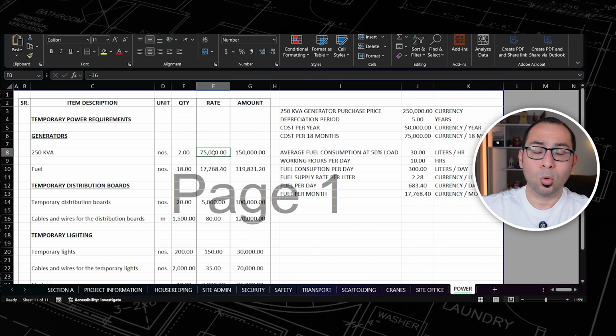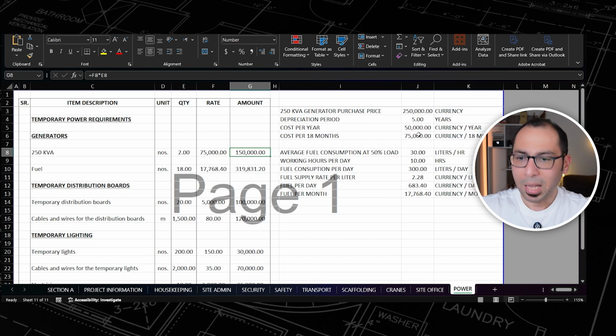And if you are going to rent this generator, then you will put here the duration per month, 18 months multiplied by 2, then you will put the quantity here, and you will put here the monthly rate, and you will get here the amount. So you can rent or you can buy, but for my calculation here, I am assuming always I will buy and depreciate because it will be an asset.